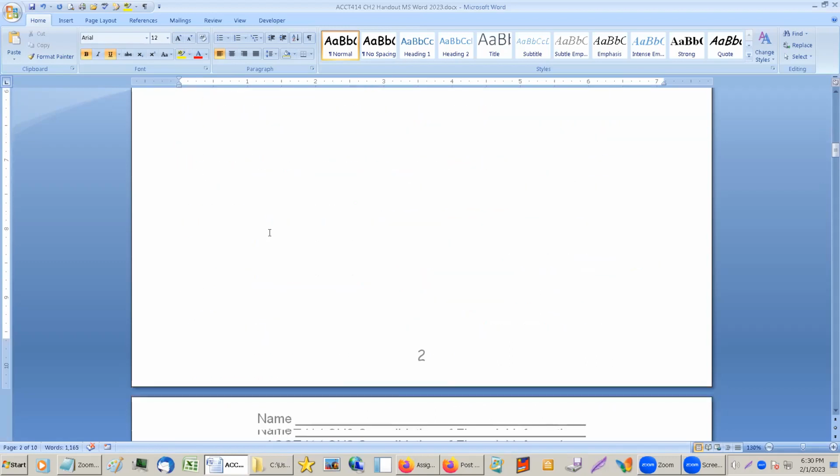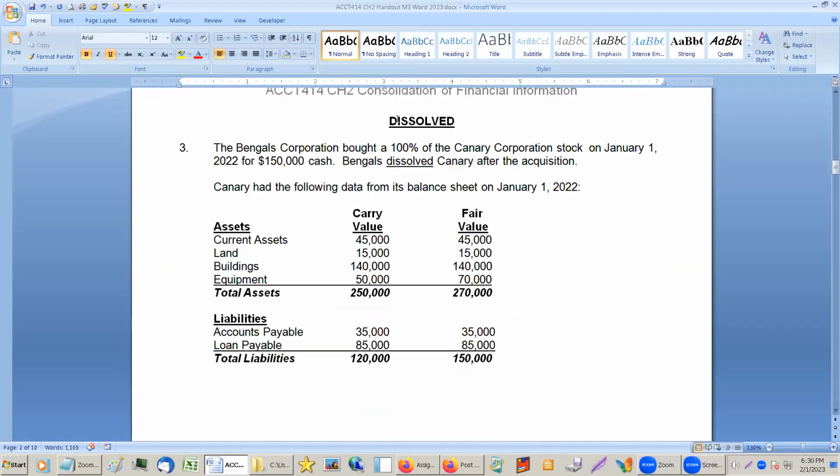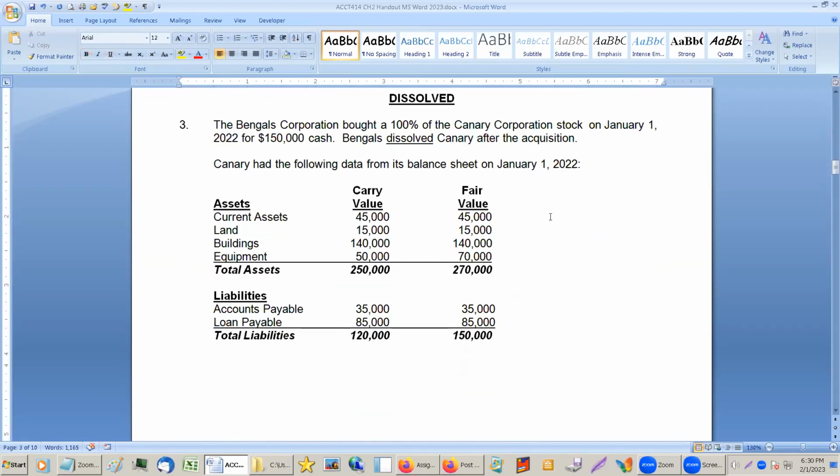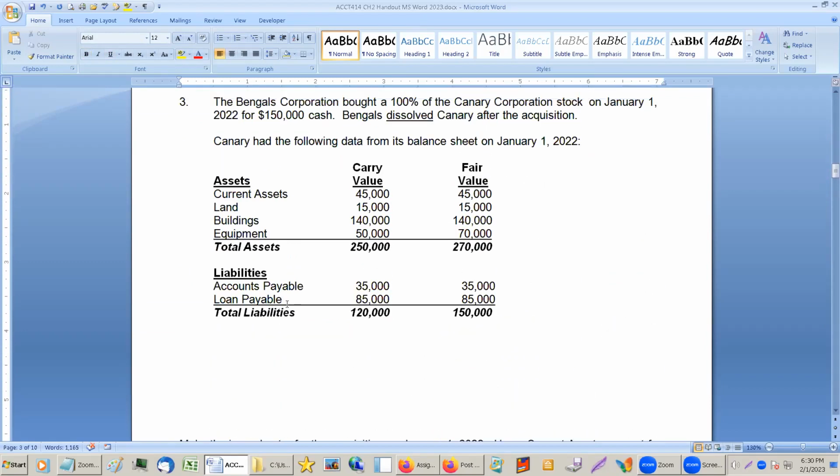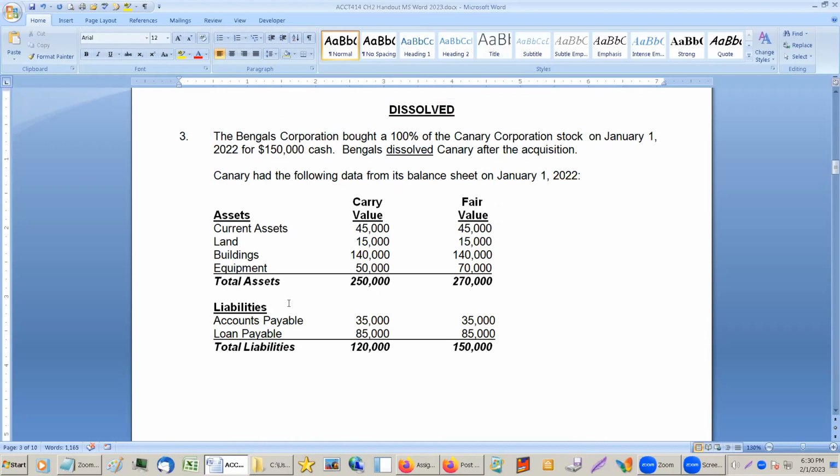All right. So we're going to come down here. This is what we do when a company is dissolved. Bengals Corporation bought 100% of Canary Corporation stock on January 1st, 2022 for 150,000. Bengal dissolved Canary after the acquisition.